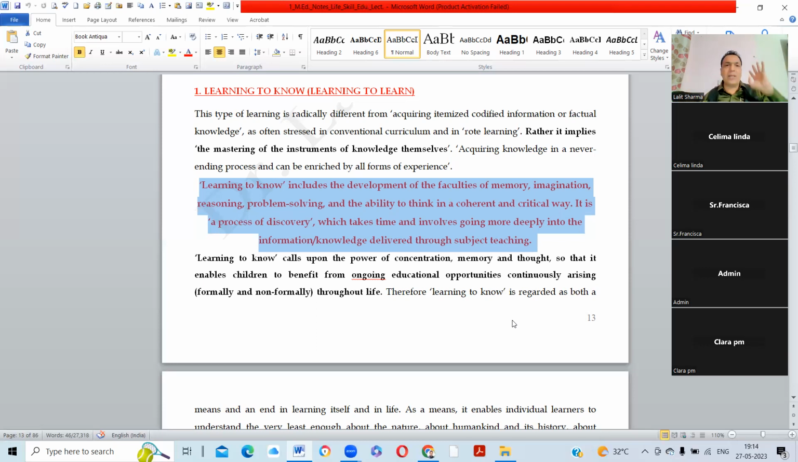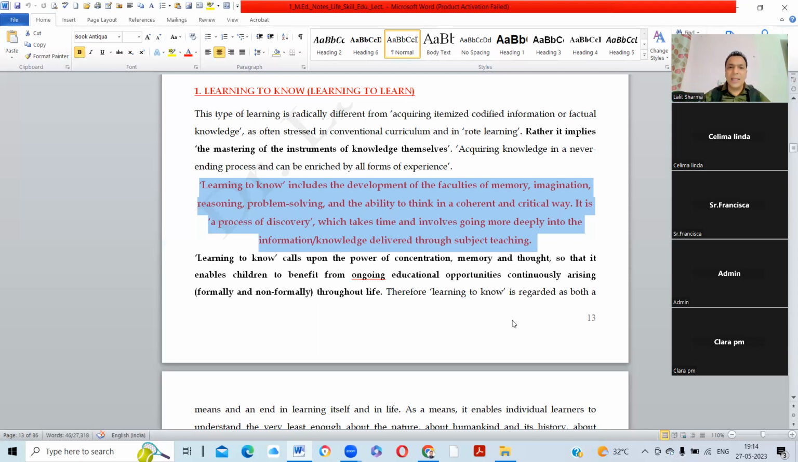So, coming back to the topic, the four pillars of education mean that whatever we are teaching, we have to develop these four things among the students. Number one is learning to know. What is the meaning of learning to know?